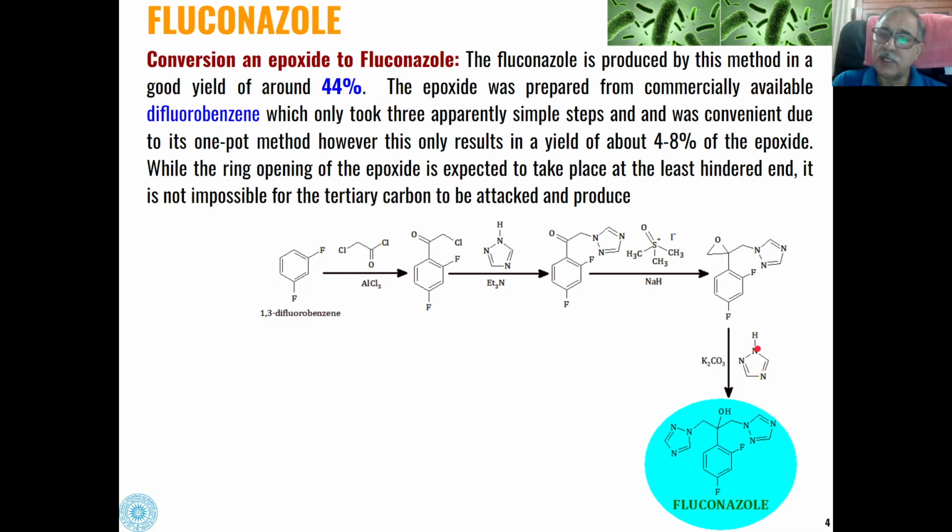Again, this nitrogen will act as a nucleophile, and this will attack the less substituted carbon of this epoxide. This carbon is more substituted, this carbon is less substituted, so the less hindered carbon will be attacked by this nitrogen. With the breaking of this carbon-oxygen bond, nucleophilic addition at this carbon will take place, and this will be converted into fluconazole. So this is how an epoxide can be converted into fluconazole. This is a very common method for the synthesis of fluconazole.